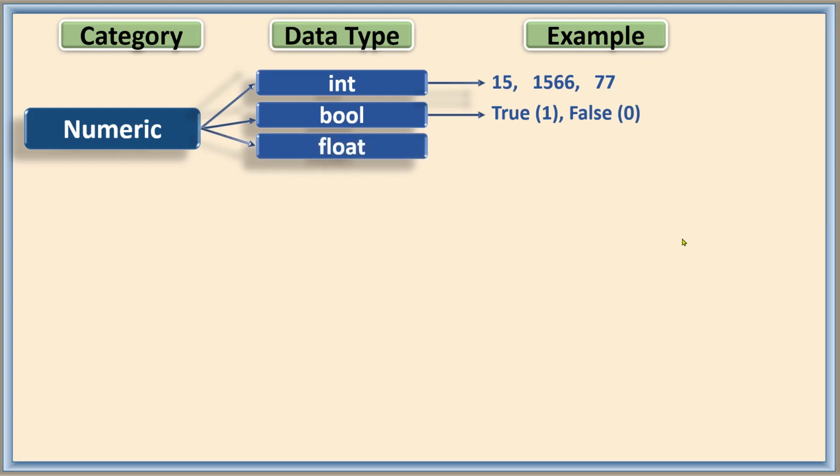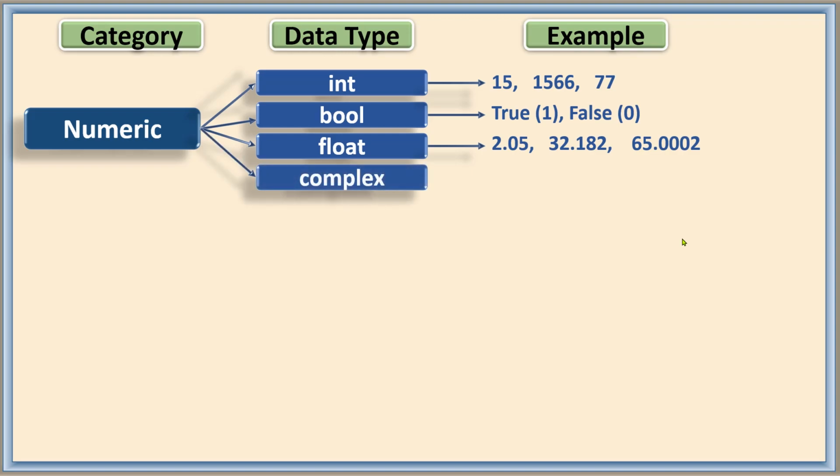Next one we have float, which can have decimal places. For example, 2.05, 32.182, 65.0002. The fourth one is the complex number. We already learnt this in literals. It will have the real part and the imaginary part, with the imaginary number marked by j.